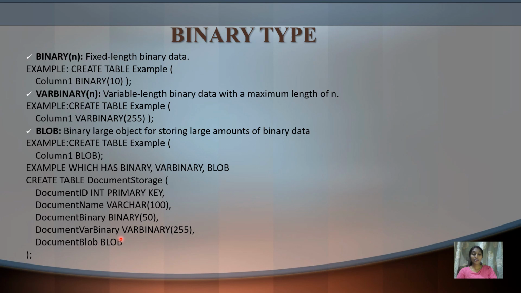Document var binary, that is a variable length of binary data we are inserting here. So we give a data type of var binary and we specify it with the value here. Document blob. Blob is nothing but a large amount of binary data. Suppose we have to enter a large amount of binary data, we give a data type called blob.